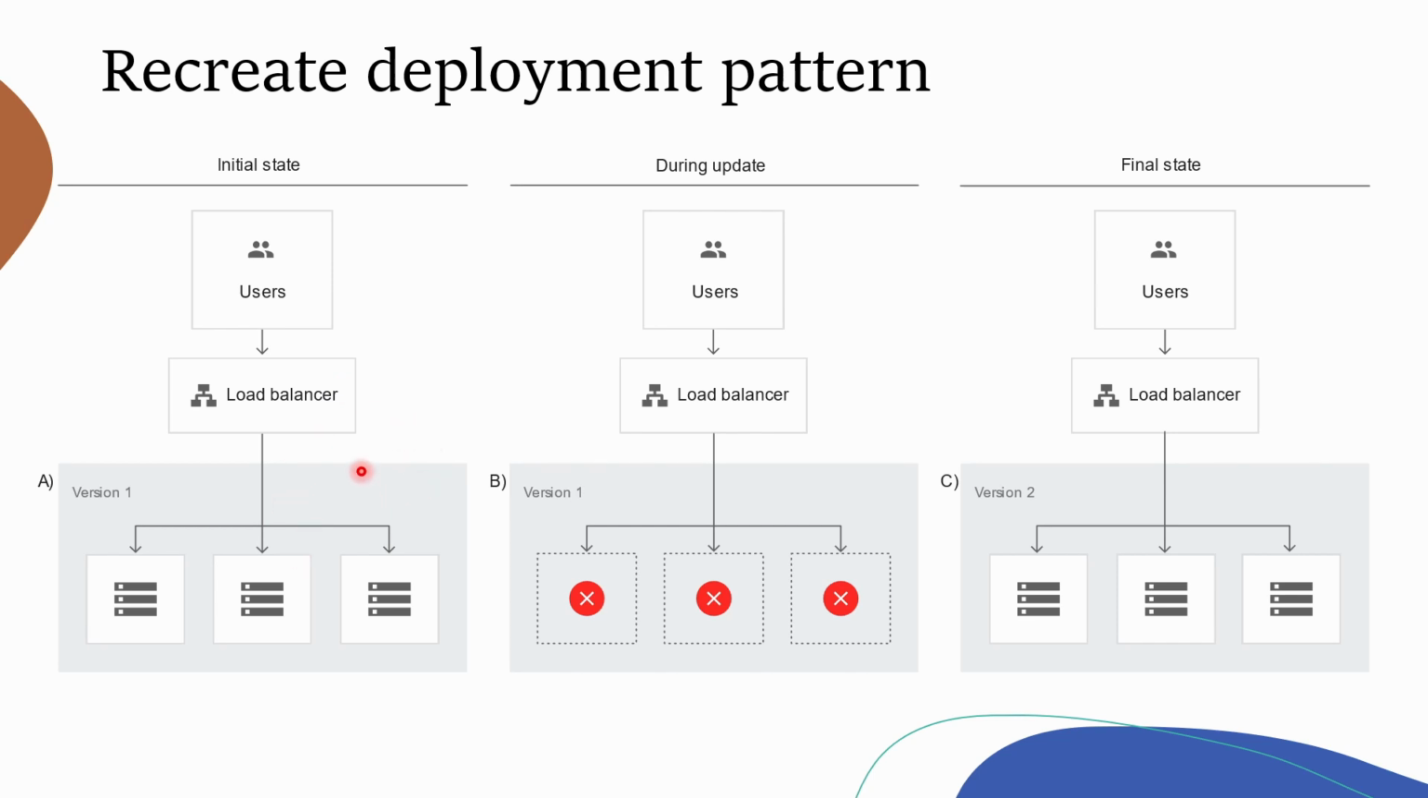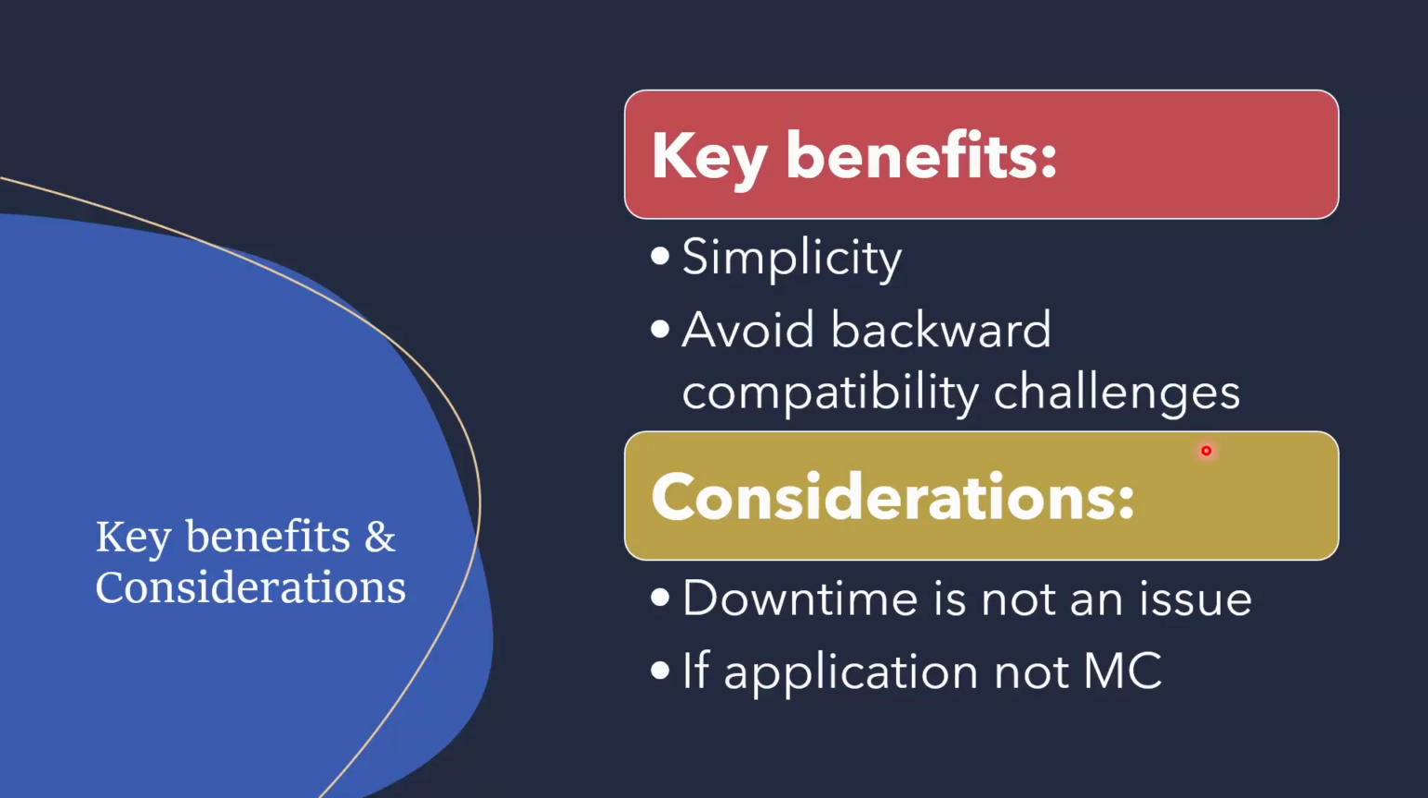So now in this deployment model, what you would do is you would try to update all the instances with a newer version, with version 2, and then you would start back the traffic on the newer versions. So this is a very simplistic approach. And here, obviously, if you look at the key benefits, it's very simple and it avoids any backward compatibility challenges.